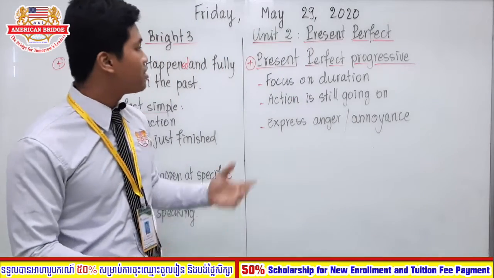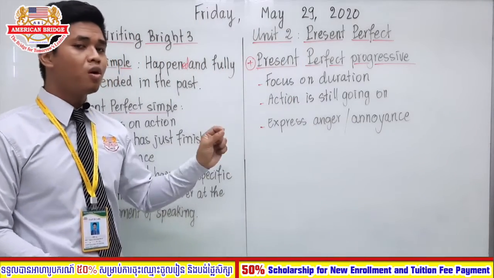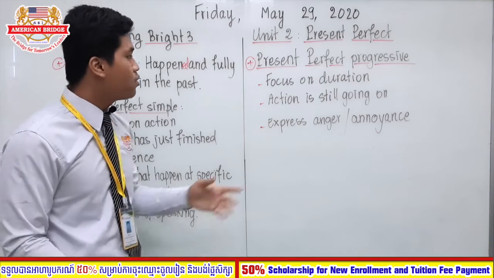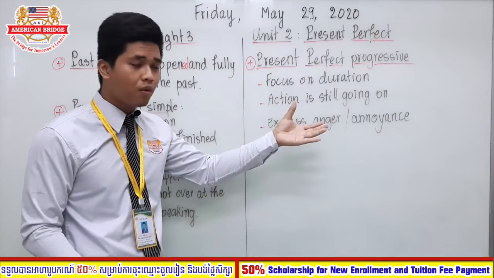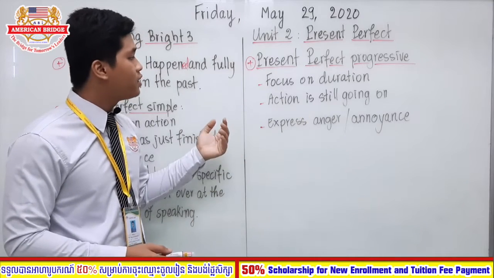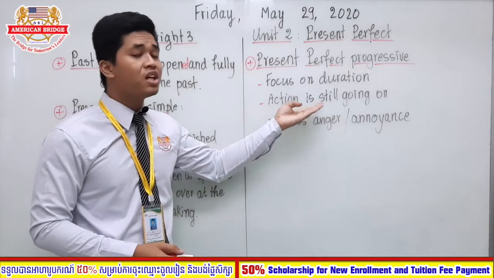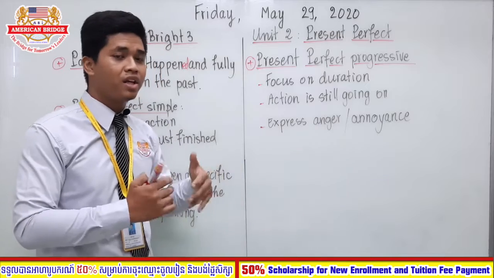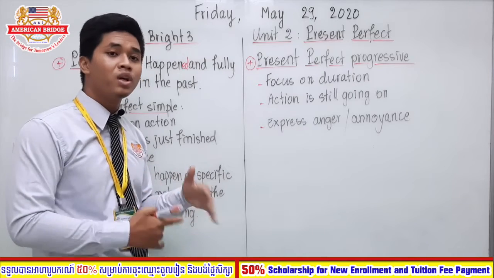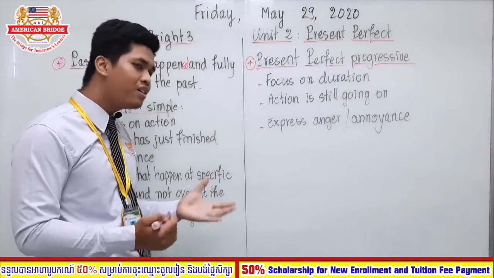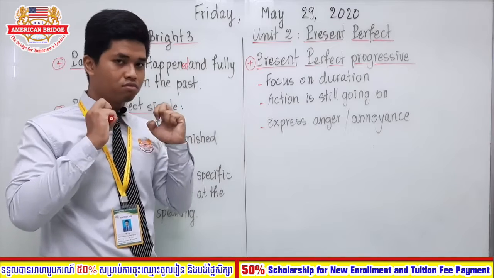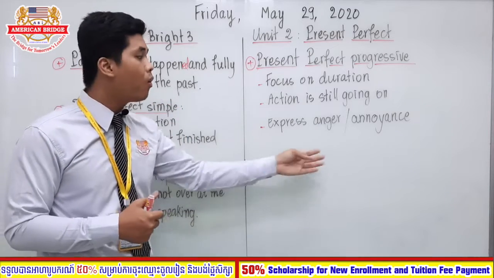Now let's move on to the present perfect progressive. If you open some grammar books, they call it present perfect continuous. It is the same, right? For present perfect progressive or present perfect continuous, we focus on duration. The other use is for an action that is still going on. It is still happening. It happened in the past and continues up until the present, and you can see they are still doing those activities. Last but not least, we use present perfect progressive in order to express anger, which means you feel angry or annoyed.